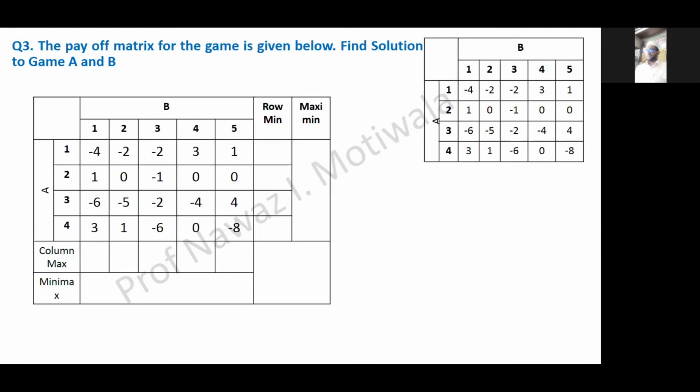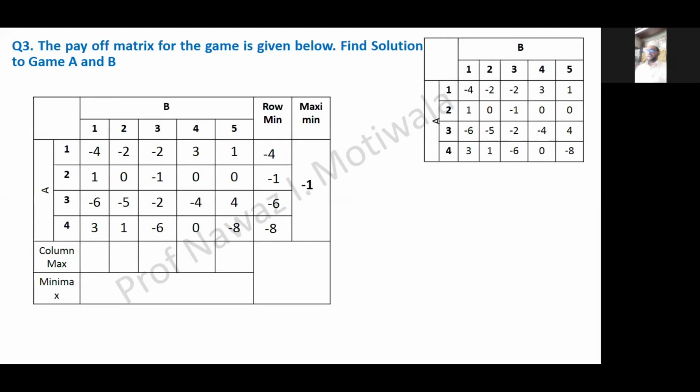So we have to find out the row minimum in each row. In the first row we have -4, then -1, then -6, and lastly -8. These are all the minimums. Out of these, which strategy will A follow? It will be the maximum of all these, that is -1.